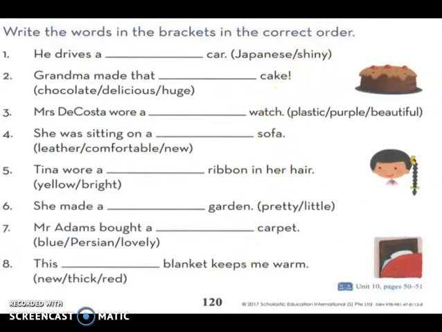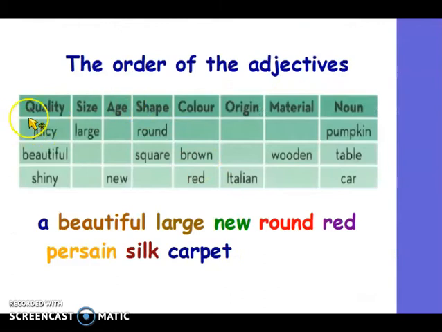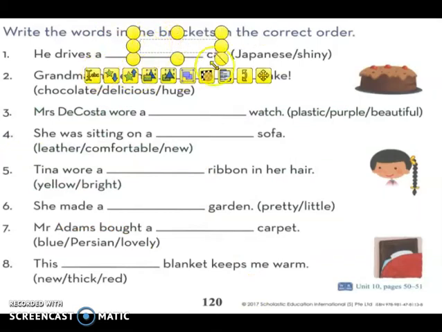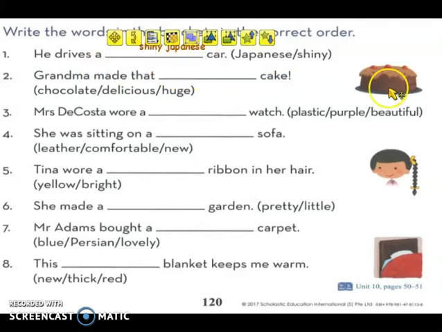Let's go back to the table. Look, this is the quality and this is the origin. So, we have the quality before the origin. We start with the quality, then we write the origin. So, the correct answer is shiny Japanese car. Shiny Japanese car. We started with the quality. Then we have the origin.